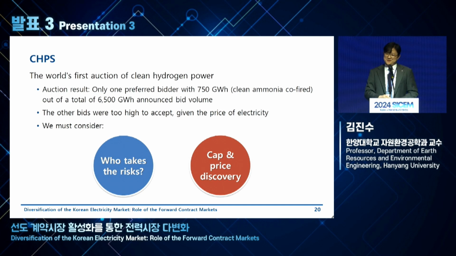Now, let me share with you my insight, which is quite personal, though. Some say that 6,500 gigawatt was announced as a bidding volume, but at this moment, the preferred bidder volume is just 750 gigawatt, and they say it's a failure. But I was a member of the working group for the forward contract market system. Yes, there should be something that we have to improve. But from my view, I don't think this is a failure.